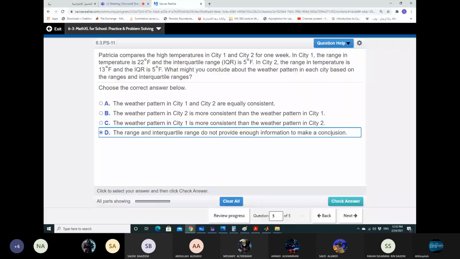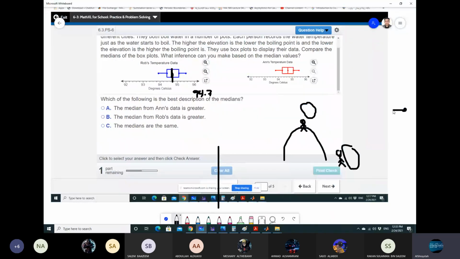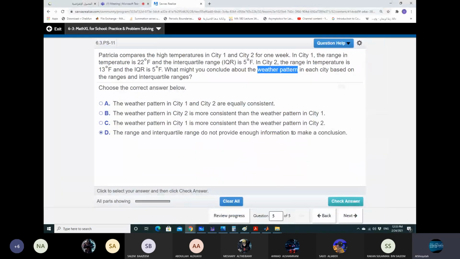Is this correct? Yes, I think that's it. It will not give you enough information to make a conclusion about the weather pattern. Hmm, I don't think so. If you remember, let's say we have two box plots here, this box plot and this box plot. I think the interquartile range and the ranges give you the information that you need.